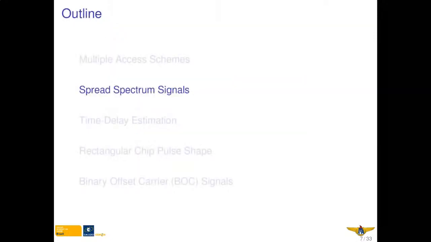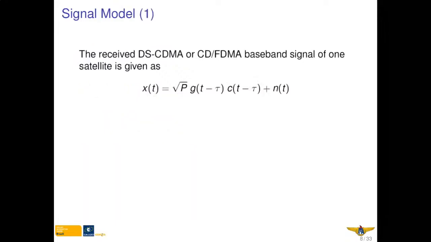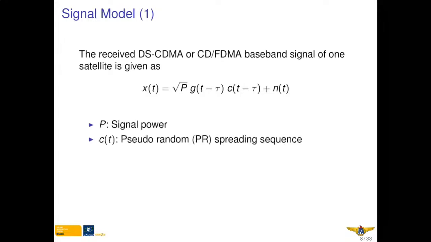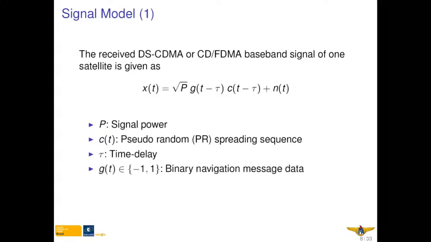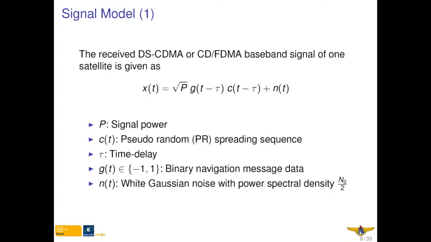So let's understand what spread spectrum signals are. The received direct sequence code division multiple access or code division frequency division multiple access baseband signal of one satellite can be given by x(t), where P is the signal power, c(t) is the pseudo-random spreading sequence or the code that the satellite uses, tau is the propagation time delay, g(t) is the binary navigation data message, and n(t) is white Gaussian noise with power spectral density of N0 half.